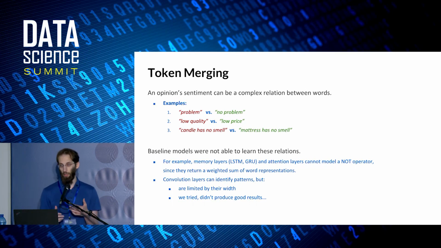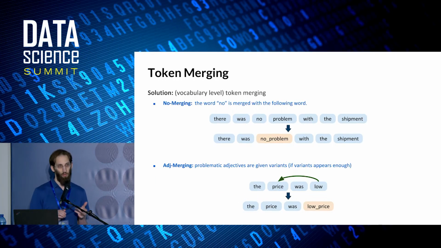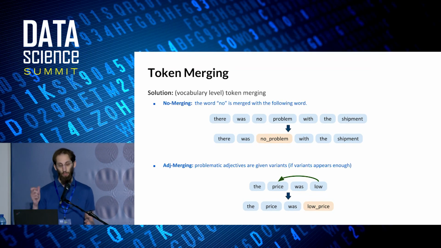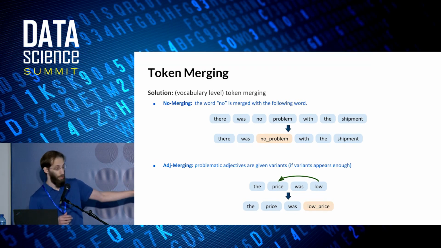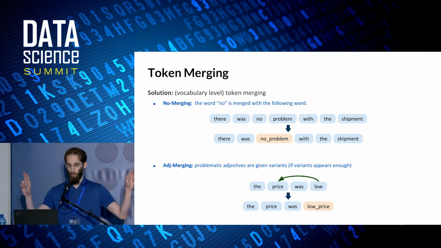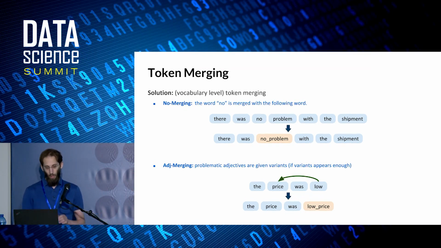So we tried to see if the model can somehow, in any sort of way, learn these relations. So we tried a brute force approach. We said, okay, let's not try to improve the model. Let's change the vocabulary a bit. For example, whenever we saw the word no, we applied a pre-processing where we merged the word no with the following words. So in this example, there was no problem with the shipment became there was no_problem with the shipment. Or, for example, adjective merging.